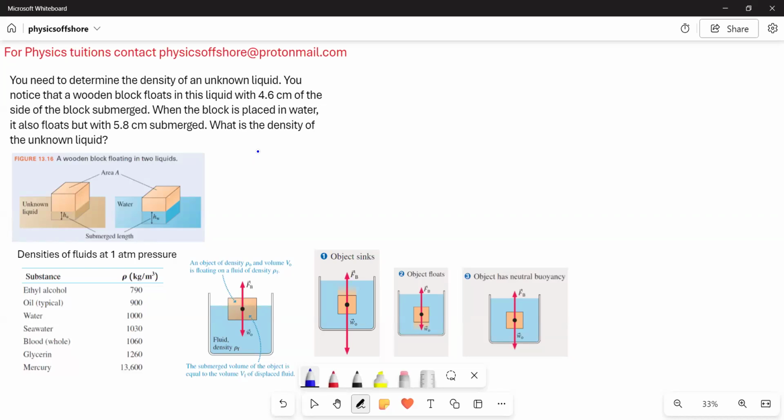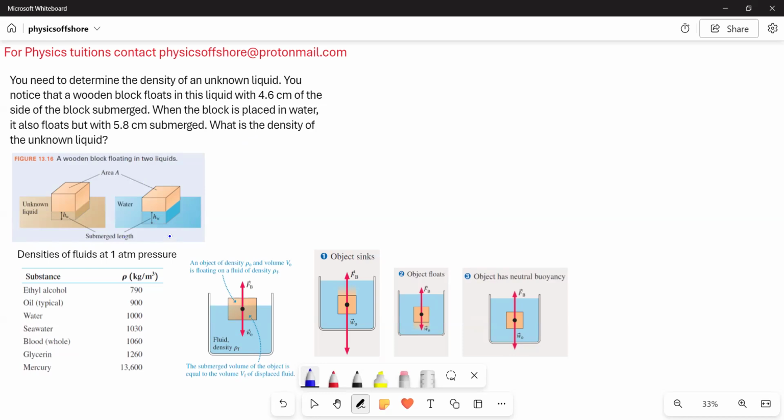Here, this is based on flotation, or buoyancy, and also the Archimedes principle. Okay, here you see the picture given to us. The block is first kept in the unknown liquid, and when the block is kept in the unknown liquid, 4.6 centimeters of the side of the block is submerged. Then it was cleaned and kept in water. Then 5.8 centimeters of the side is submerged in water. Now we have to find out the density of the unknown liquid.